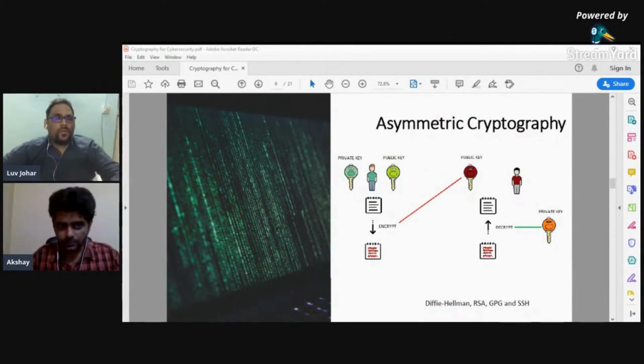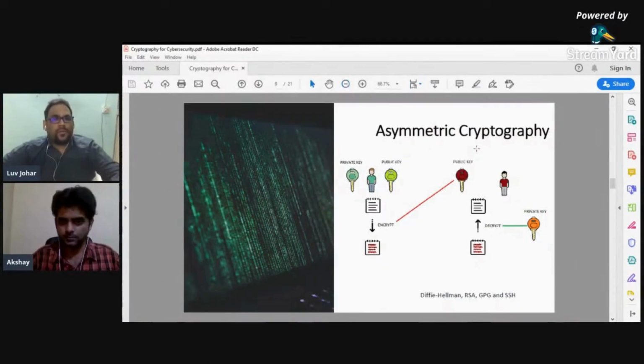Also, just to add one, a common use case would be digital signatures. Digital signatures use asymmetric cryptography also. Yes, and now you have created this question as to what is a digital signature. I will cover this, and it's a very common misconception.